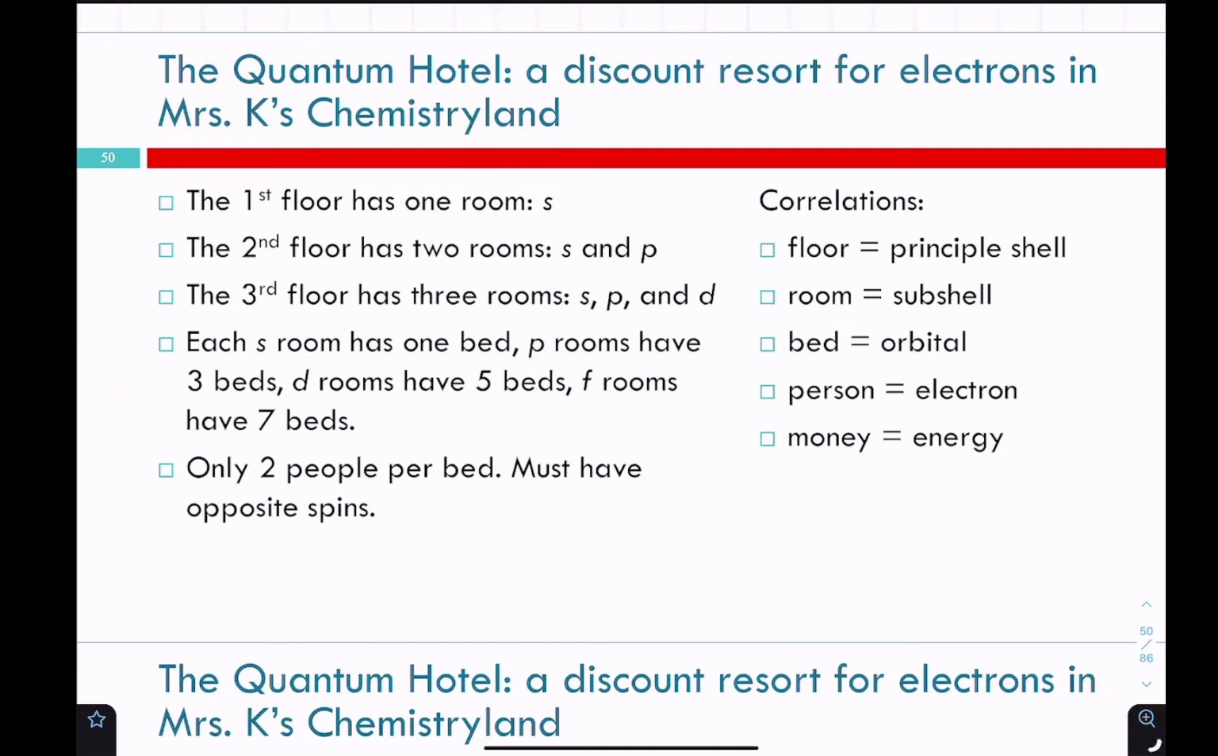And so the s rooms have 1 bed. P rooms have 3 beds. D rooms have 5 beds. And F rooms have 7 beds, and you can fit 2 people per bed. And they have to have opposite spins. So they're sleeping opposite directions on the bed. Hotel rules. Each bed can have 2 people. So the s room has 1 bed, so you can fit 2 people in that 1 bed, but they have to be laying down in opposite directions.